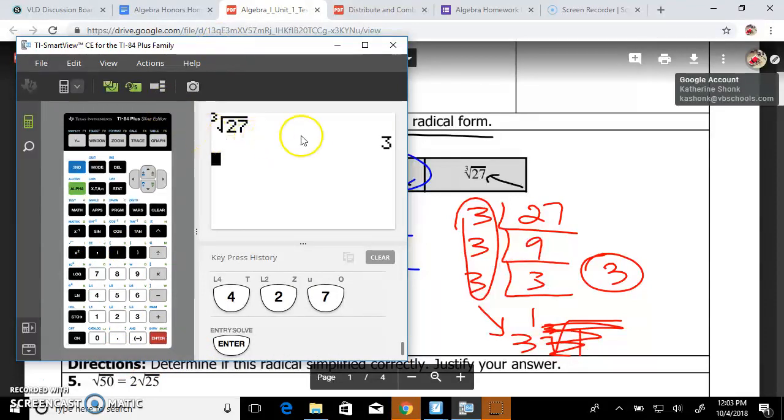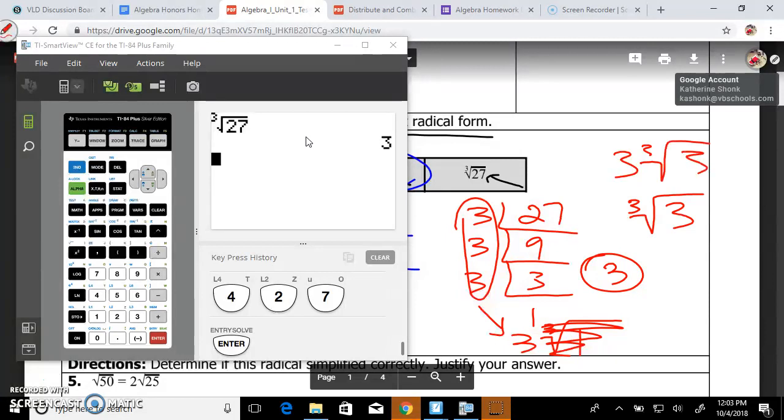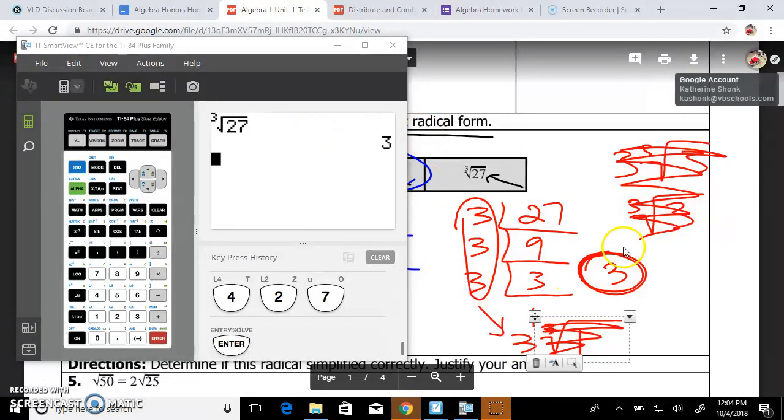And we get 3. A lot of times on our radicals test, people were writing that the answer was the cube root of 3 or 3 cube root 3. It's none of these, okay? The simplified form is just 3. And if you put it in that calculator, it's going to tell you it's just 3. All right, let's move on to the next one.